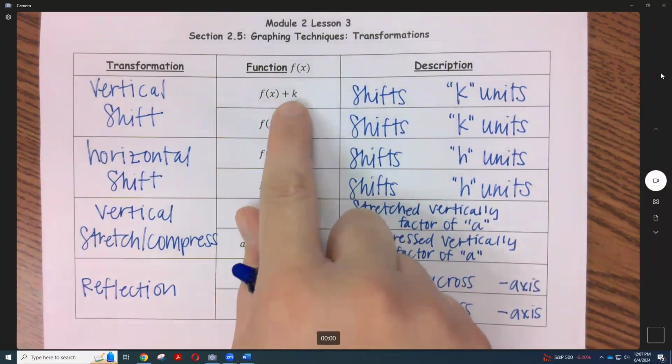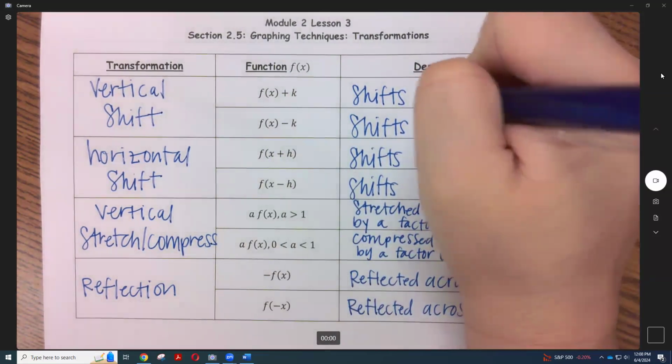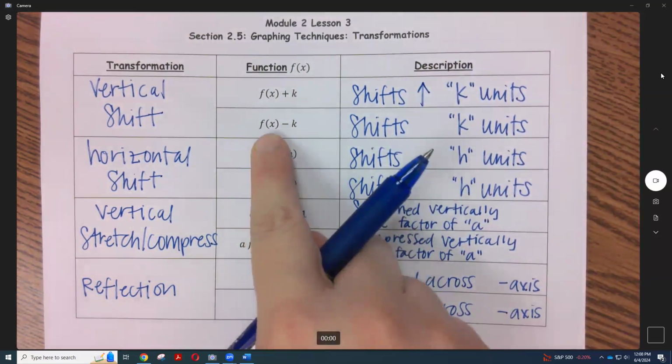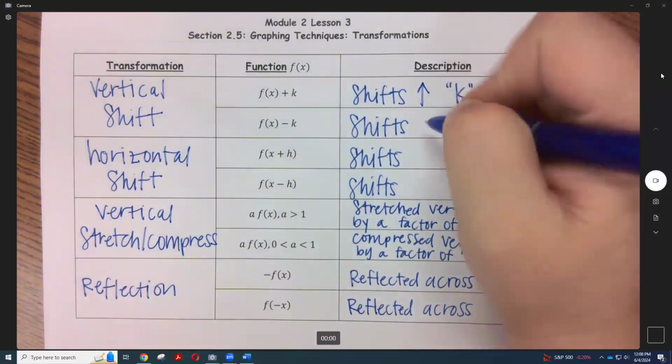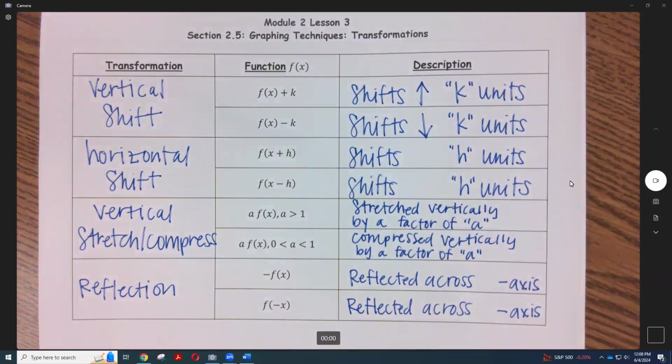So f of x plus k is going to shift your graph up k units. F of x minus k is going to shift your graph down k units. So let's look at what I mean by that.